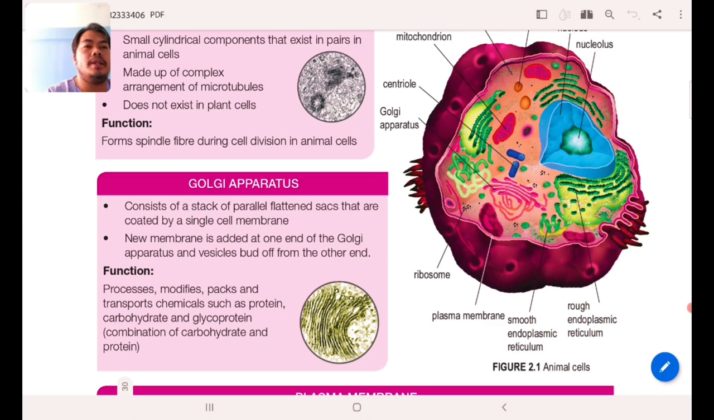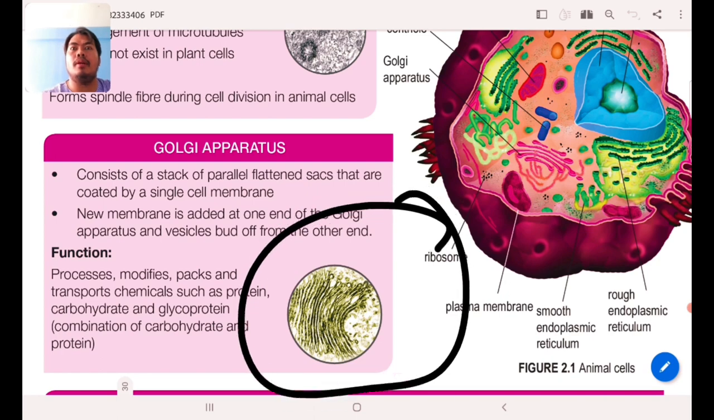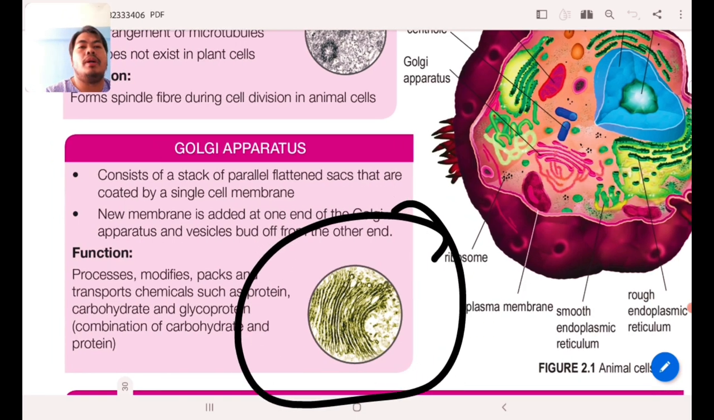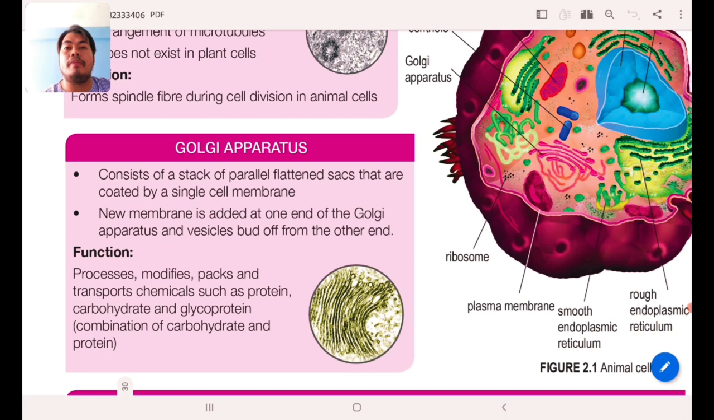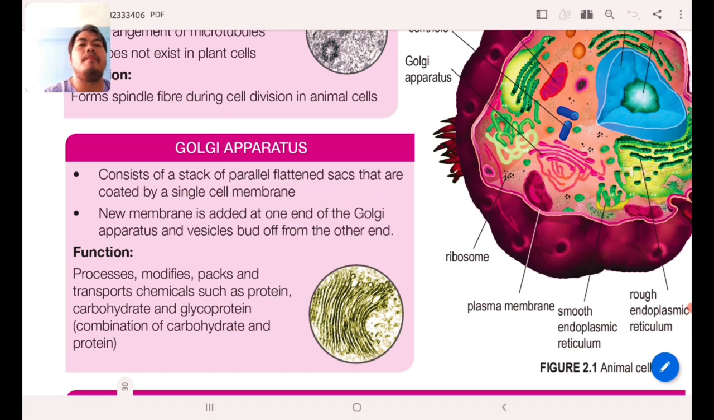As you can see, the shape of the Golgi apparatus is like a Wi-Fi symbol. To memorize it, you need to remember Wi-Fi. So what are the functions and the structure of the Golgi apparatus? It consists of a stack of parallel flattened sacs that are coated by a single membrane. New membrane is added at one end of the Golgi apparatus and vesicles bud off from the other end. That is the structure of the Golgi apparatus.